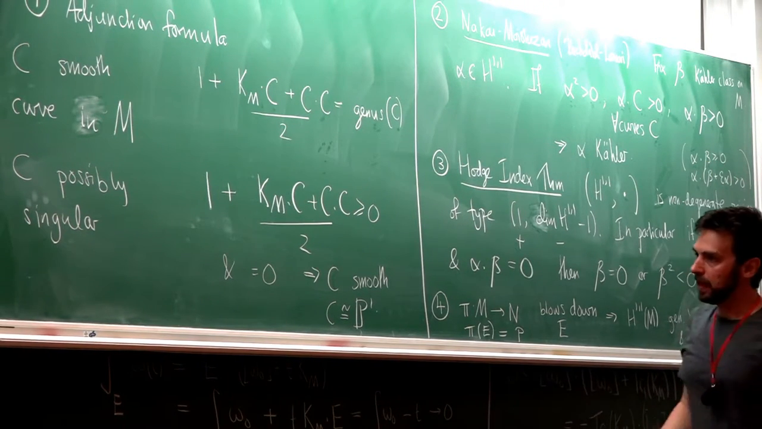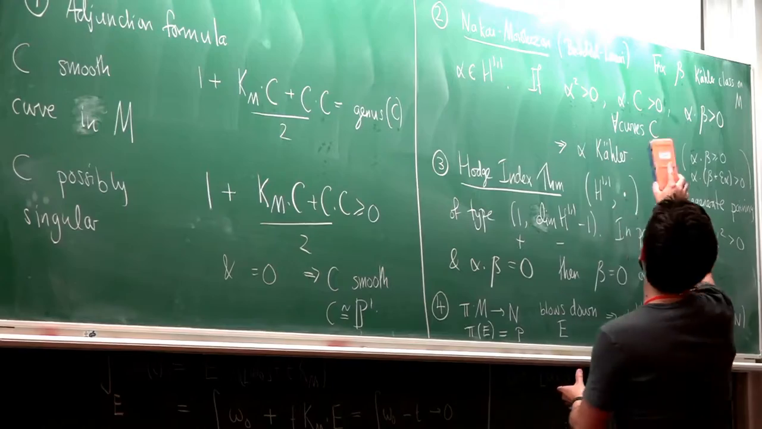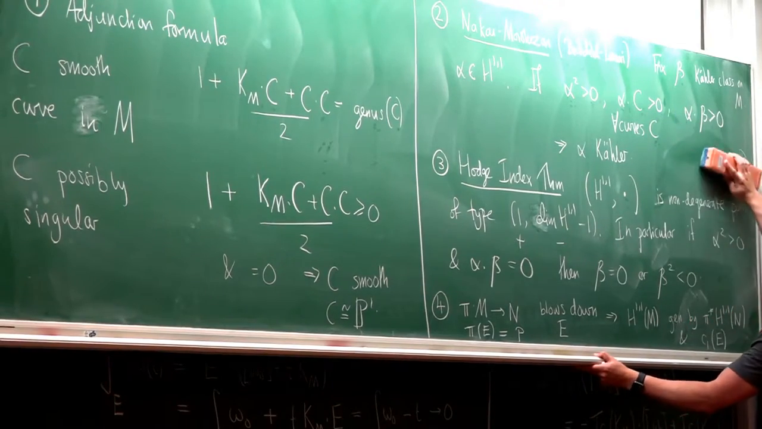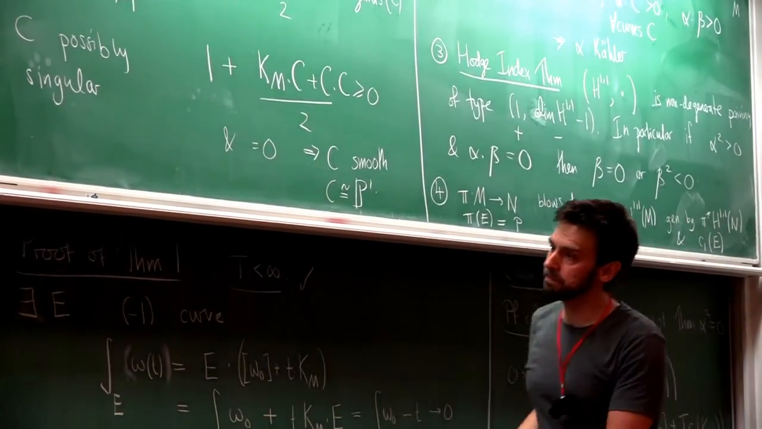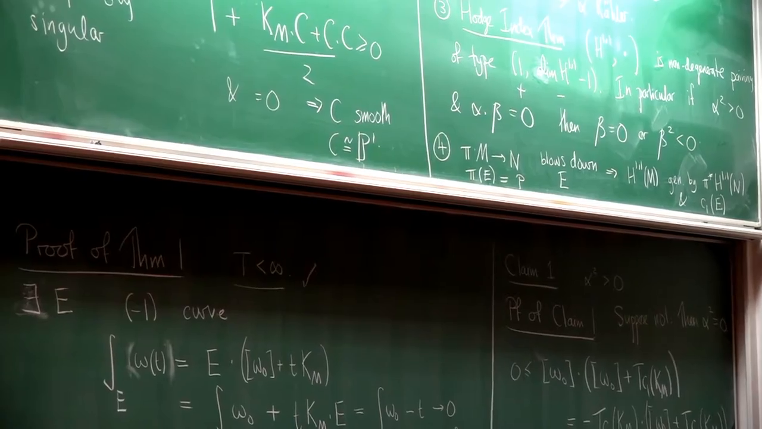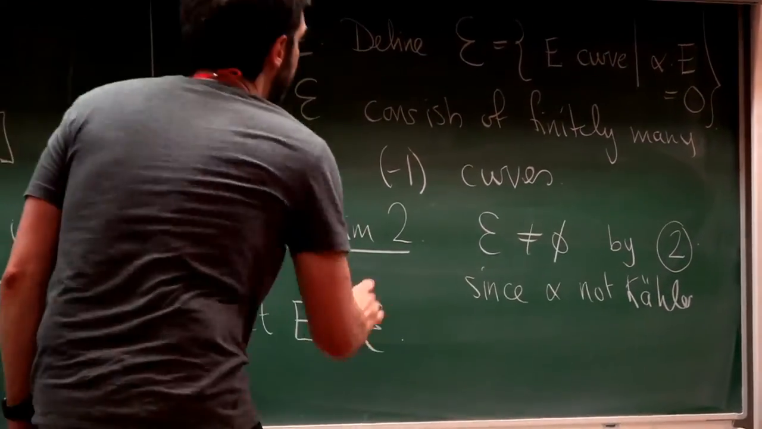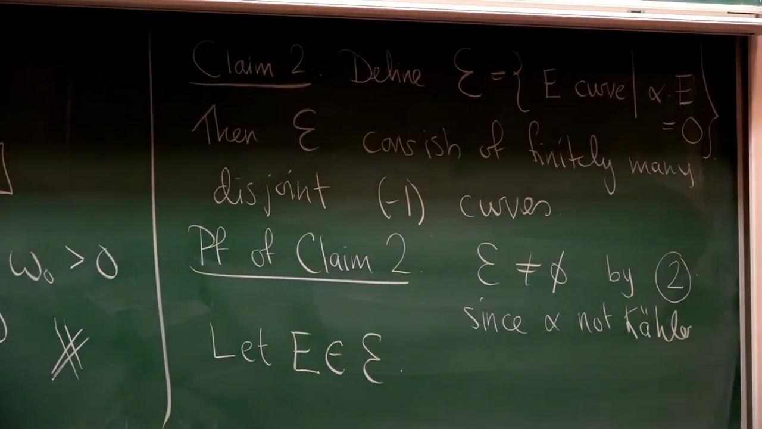And then so you must have some curve where this is actually equal to zero. So E is non-empty. And now I want to say that everything inside there has to be a minus one curve. So let E be an element of curly E. So I want to show that E is a minus one curve.